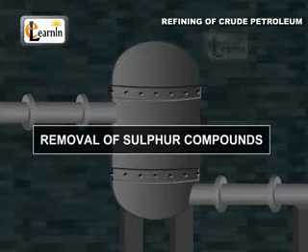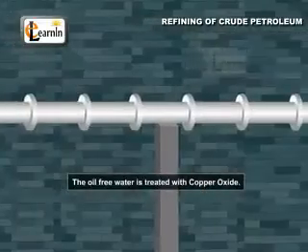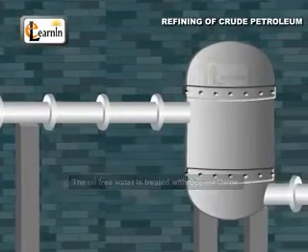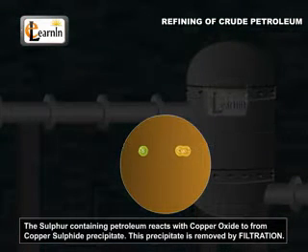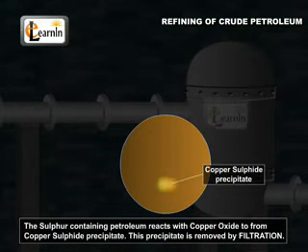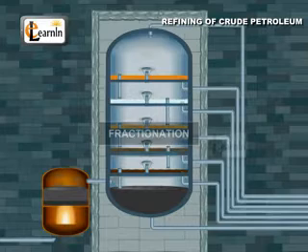Removal of sulfur compounds. The oil, free from water, is treated with copper oxide. The sulfur-containing petroleum reacts with copper oxide to form copper sulfide precipitate. This precipitate is removed by filtration.